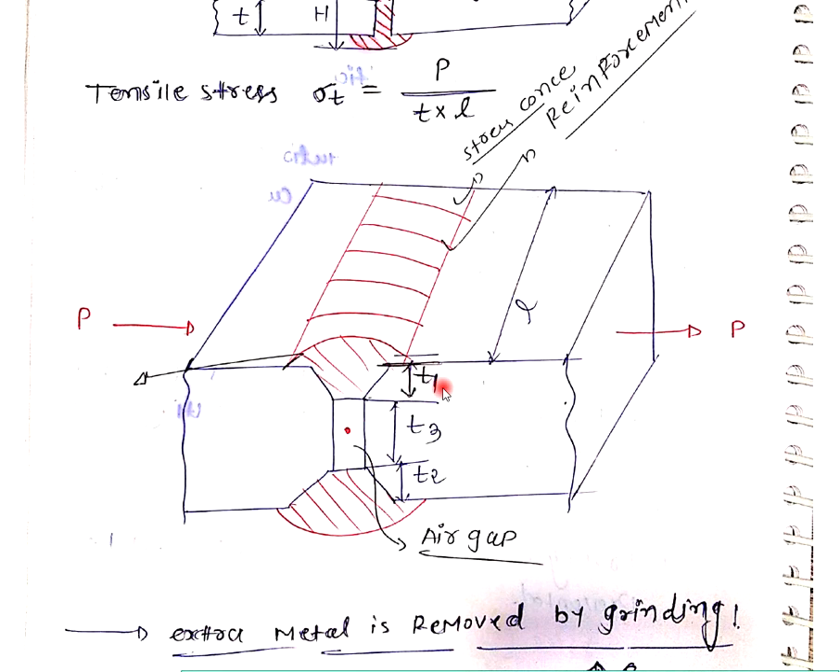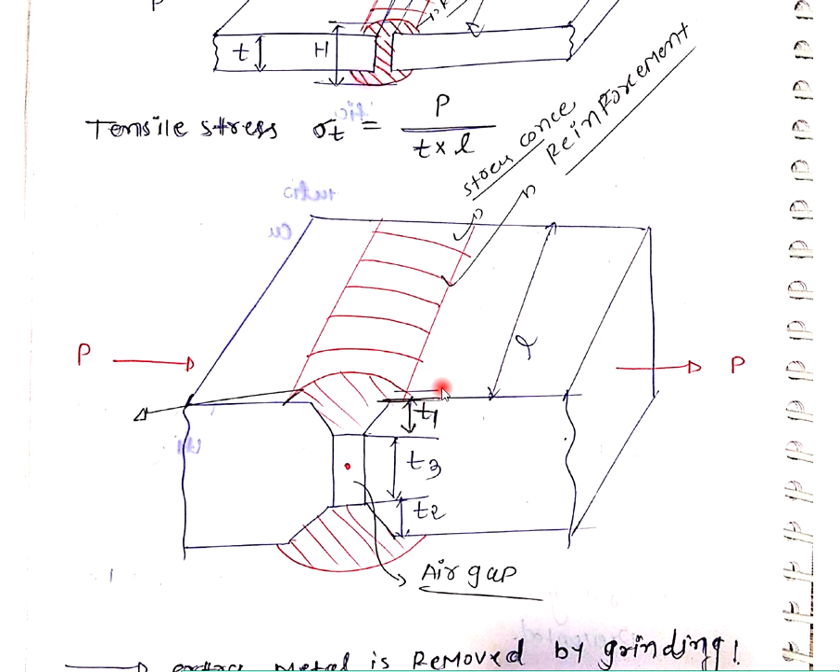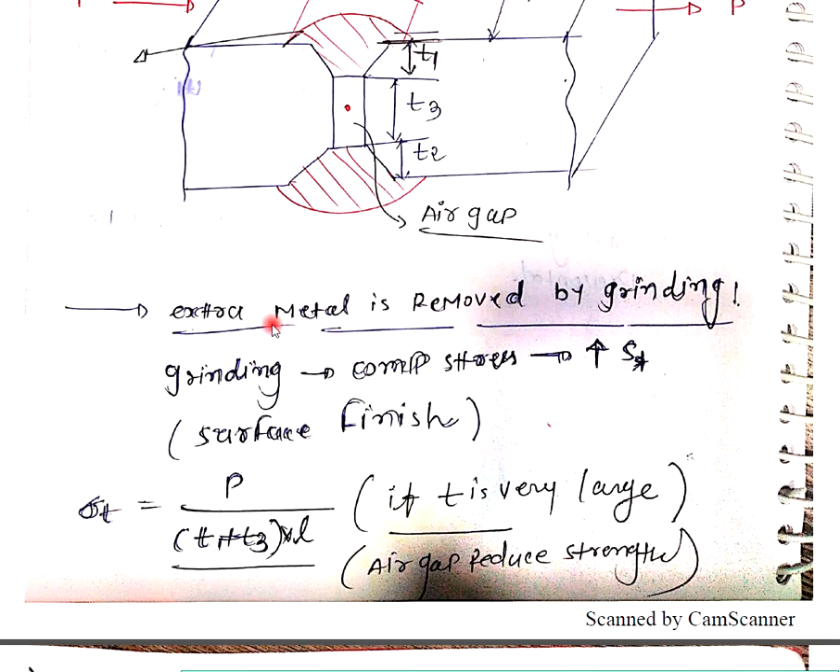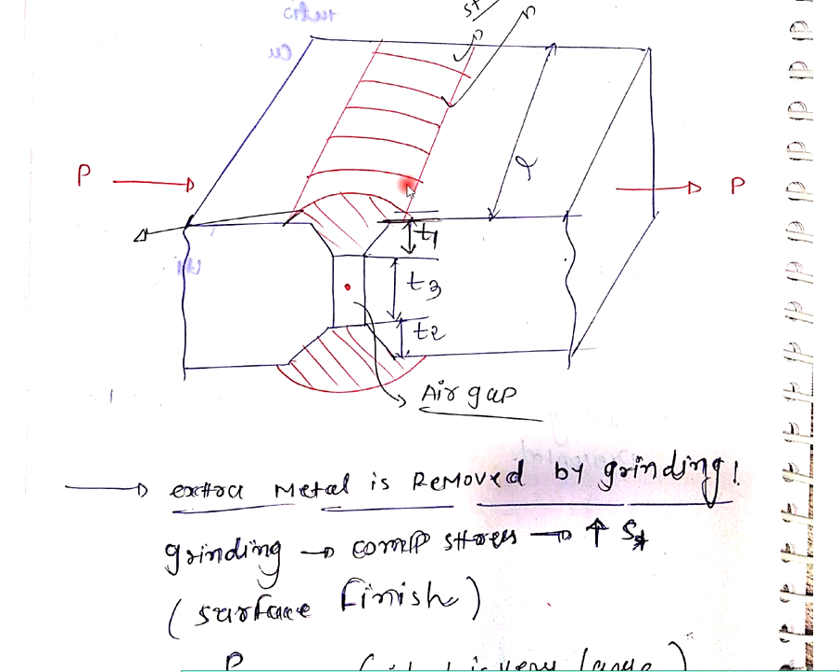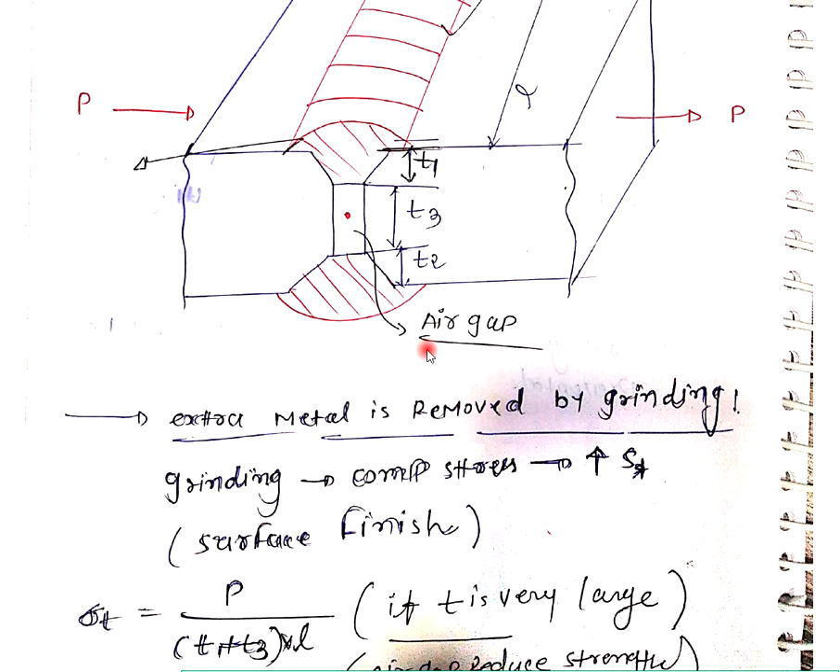Look at this extrapolated figure where the thickness is divided into three parts. Generally this type of finishing of the joint is done to avoid some disadvantages of welded joints, and we can get more strength. These portions are known as reinforcement. This reinforcement can be removed by a grinding machine, and the extra metal removed by grinding will generate compressive stress here, which will always improve the surface finish.